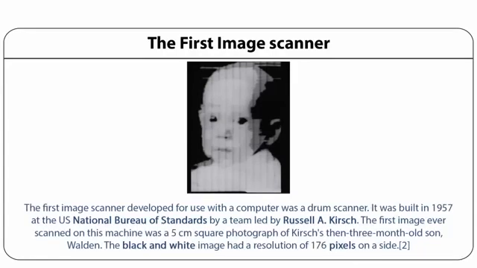The first image scanner. The first image scanner developed for use with a computer was a drum scanner. It was built in 1957 at the US National Bureau of Standards by a team led by Russell A. Kirsch. The first image scanned on this machine was a 5 cm square photograph of Kirsch's then 3-month-old son Walden. The black and white image had a resolution of 176 pixels on a side.